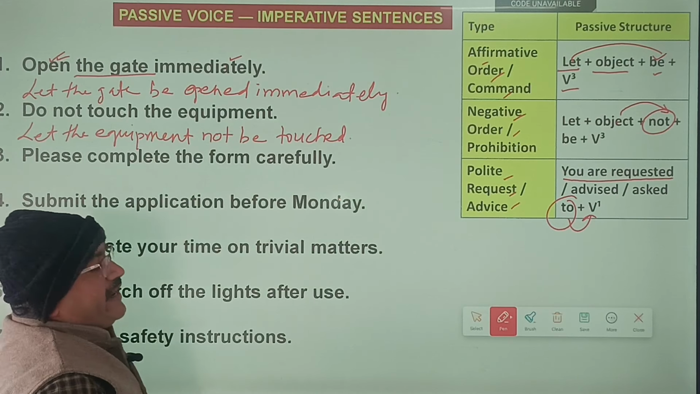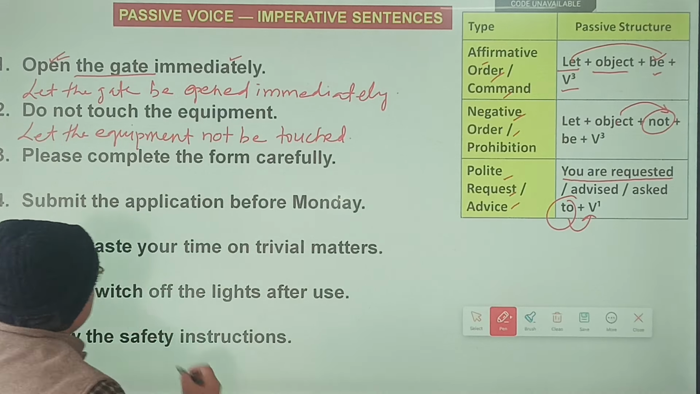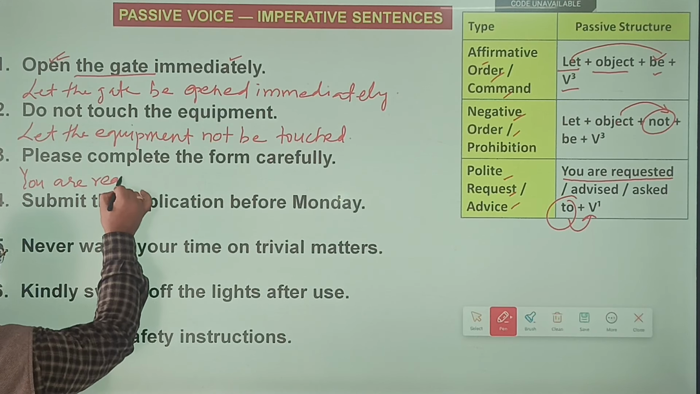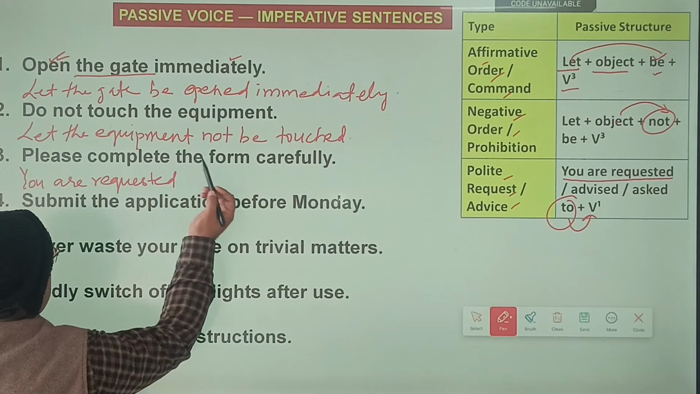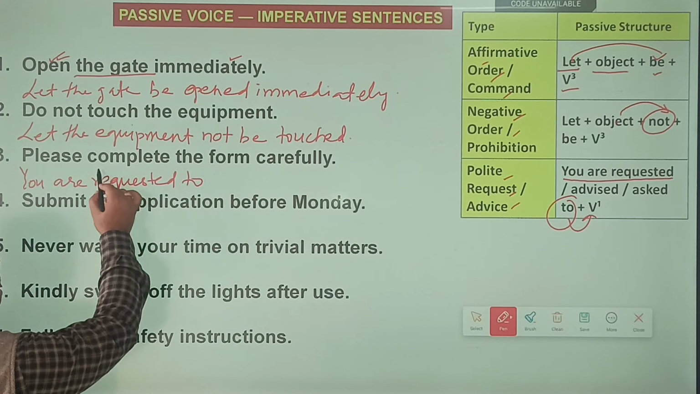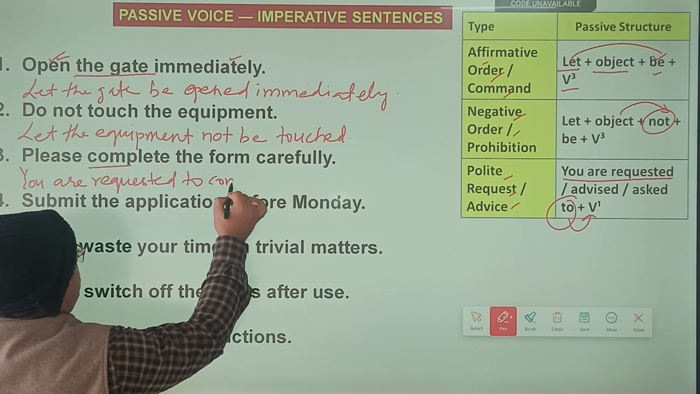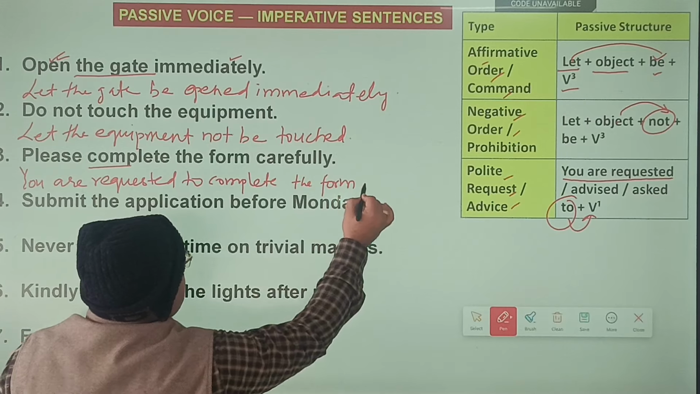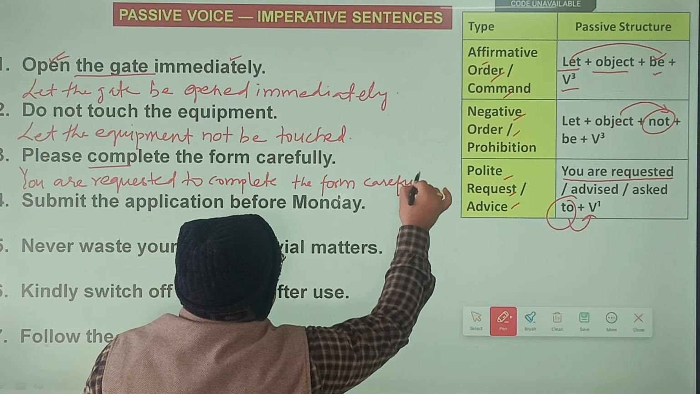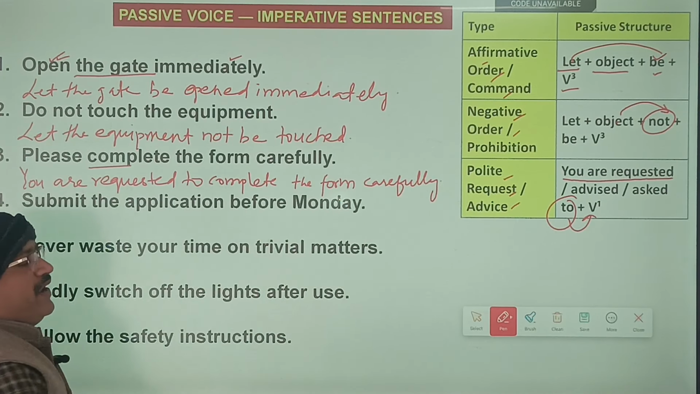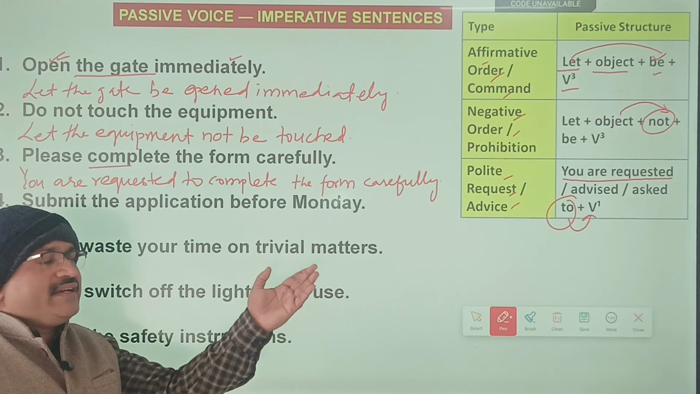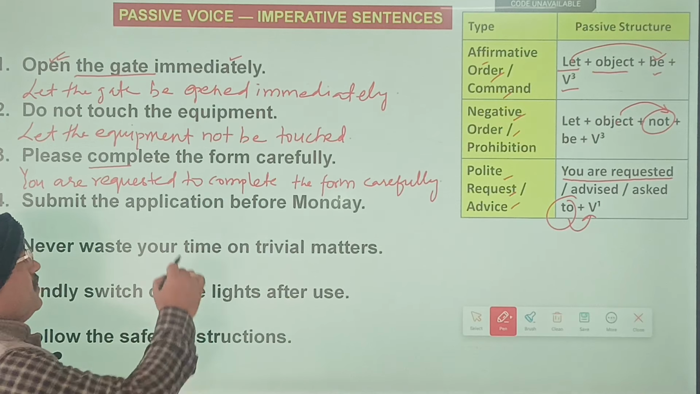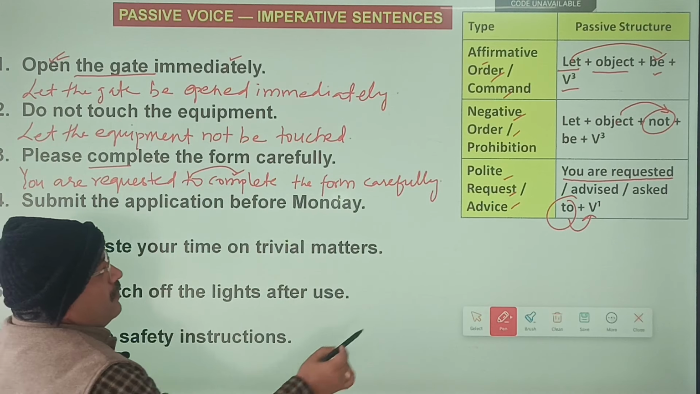Please complete the form carefully. It's a request. You are requested to, and after to, V1, to complete the form carefully. Yes or no? We didn't use the V3 form. Why? Like other passive sentences, we didn't use completed here, V3. Why? Because after to, V1.